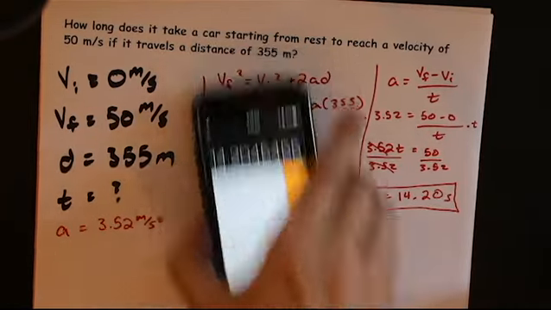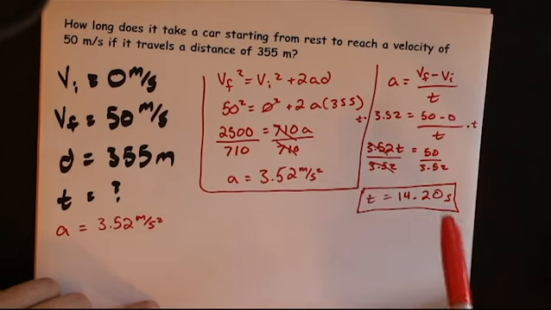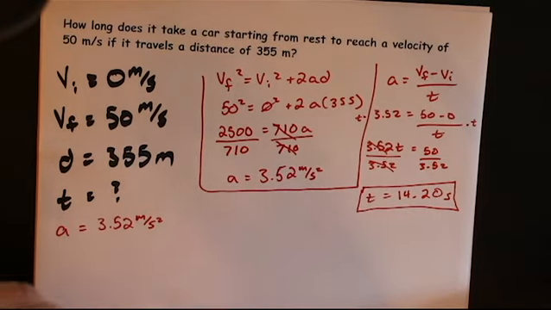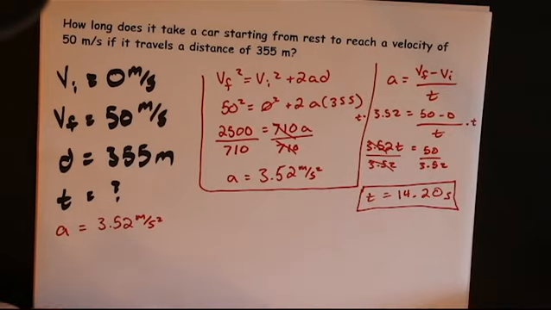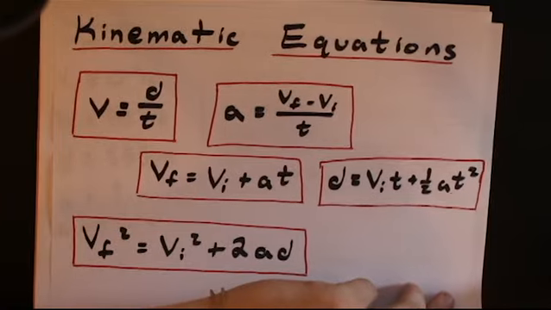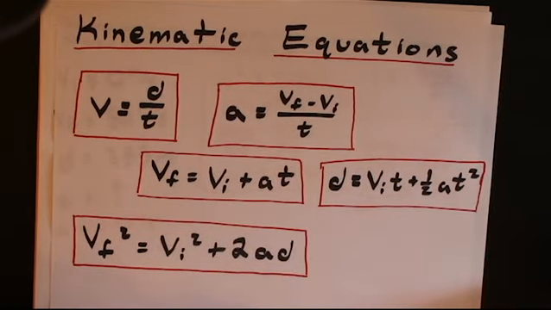How long does it take a car starting from rest to reach a velocity of 50 meters per second if it travels a distance of 355 meters? Well, it takes 14.20 seconds, obviously, and I just had to do two different equations to finally get to that answer. Sometimes you have to do that. Sometimes you need to use more than just one kinematic equation to get your final answer. Hopefully this helps you understand how to use the kinematic equations.